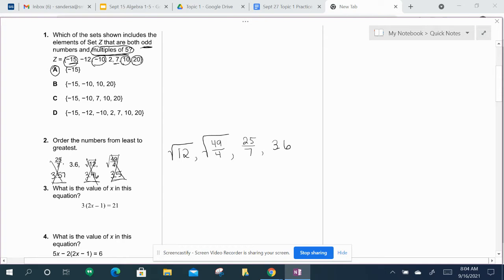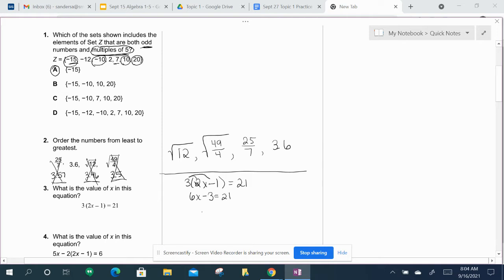All right, question 3 says, what is the value of x in this equation? So they're just asking me to solve the equation. So since I see parentheses, the first thing, oops, I forgot the 2. The first thing I'm going to need to do is get rid of those parentheses, either by dividing or distributing. I think in class, most people prefer distributing, so I'm going to start with that. 3 times 2x is 6x, and 3 times negative 1 is negative 3.